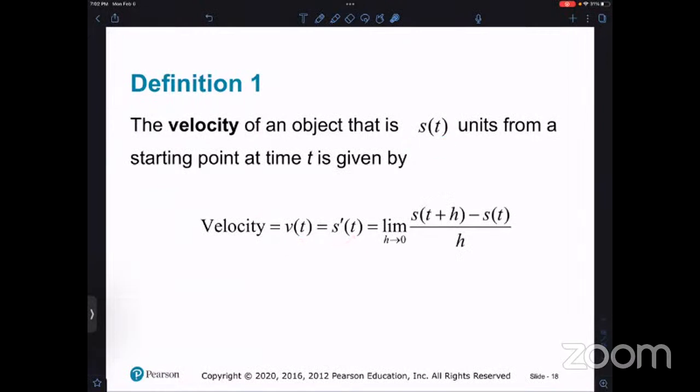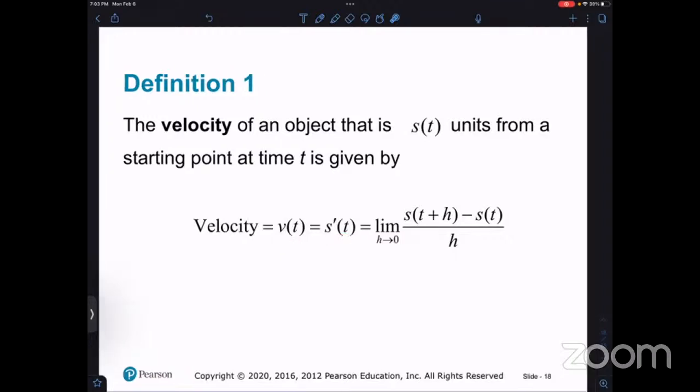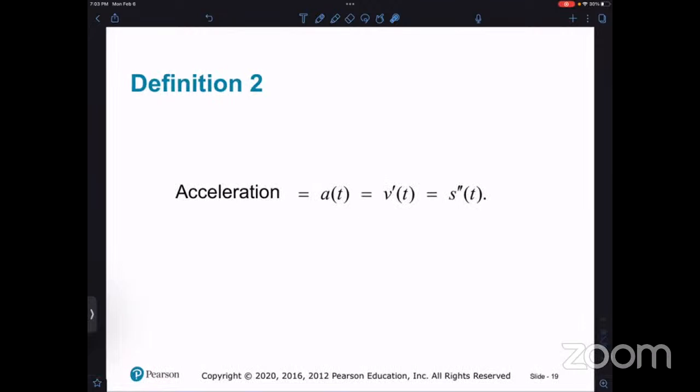Now this is just the limit definition. Limit as h tends to 0, so small change, right? This is the limit of the difference quotient. But the main gist here is that the velocity is the rate of change of your position function, or the derivative of your position function. Acceleration is the rate of change of your velocity, like how quickly you're speeding up or slowing down. Long story short, the acceleration is the second derivative of your position function.